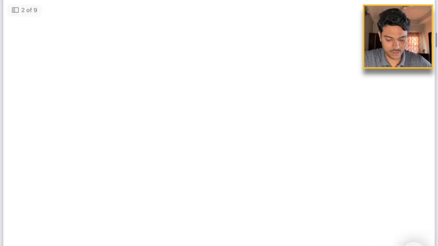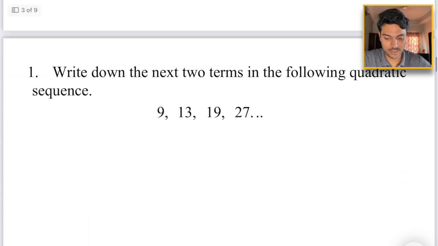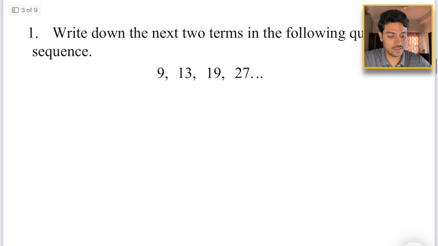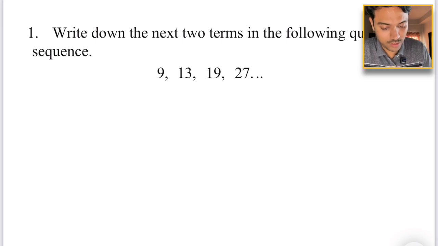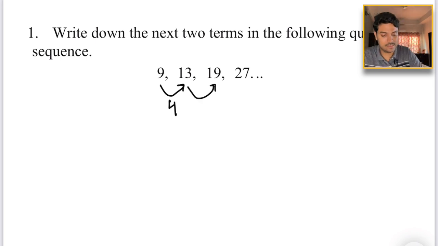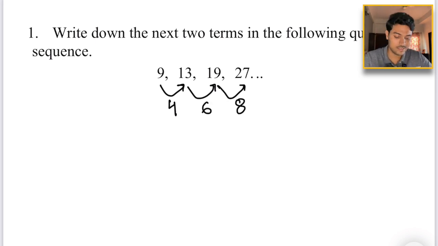Let's check with an example. It says write down the next two terms in the following quadratic sequence. So let's check the difference between 9 and 13. It's 4. Then 13 to 19, that is 6. 19 to 27, that's 8. So now we can clearly see that in this sequence the difference is not common, but it's 4, 6 and 8. Let's find the second difference.